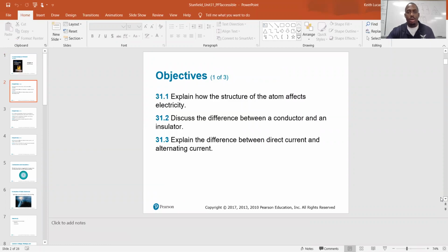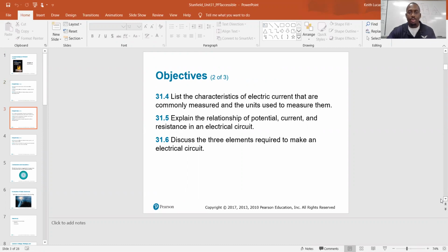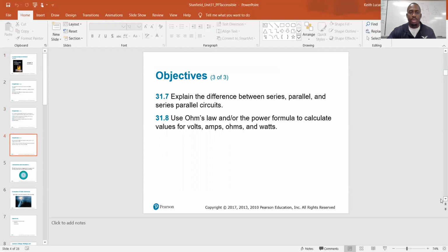The objectives are: explain how the structure of the atom affects electricity, discuss the difference between a conductor and an insulator, explain the difference between direct current and alternating current, list the characteristics of electric current that are commonly measured and the units used to measure them, explain the relationship of potential, current, and resistance in an electrical circuit, discuss the three elements required to make an electrical circuit, explain the difference between series, parallel, and series parallel circuits, use Ohm's law and/or the power formula to calculate values for volts, amps, ohms, and watts.